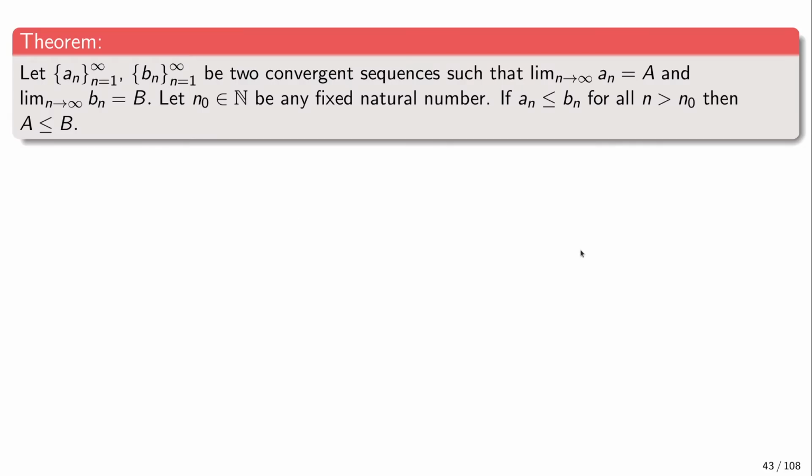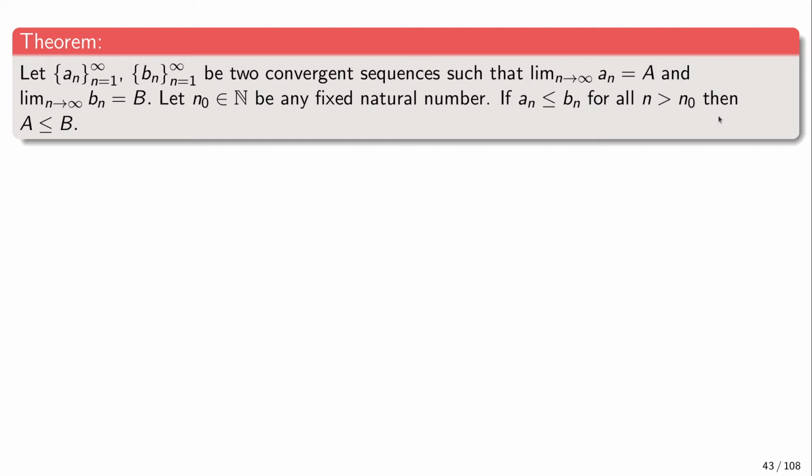Okay, so now let us prove another theorem. Suppose that we have two convergent sequences, an converges to some limit a, and bn converges to b, and suppose that starting from someplace, so let n0 be some fixed natural number, and starting from this index n0, an is no bigger than bn for all n greater than n0.